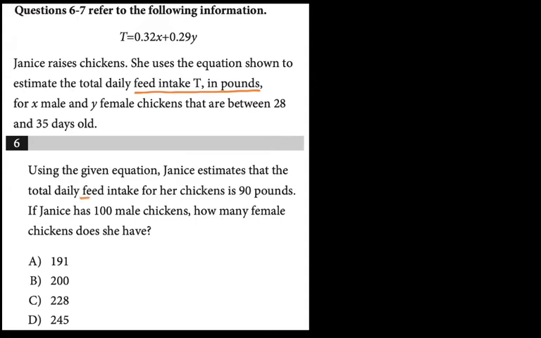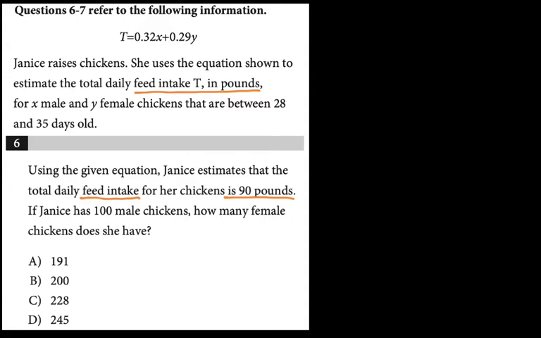For X male and Y female chickens. I'm so bad at reading the questions, it turns out, that are between 28 and 35 days old. The 28 to 35 days old is just extraneous information that you do not need. So question 6 says, using the given equation, Janice estimates that the total daily feed intake, so I'm using orange for this, is 90 pounds. So the problem is telling us that T, the daily feed intake, is 90 pounds.